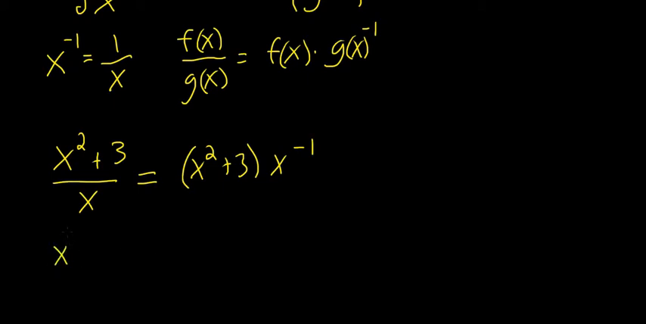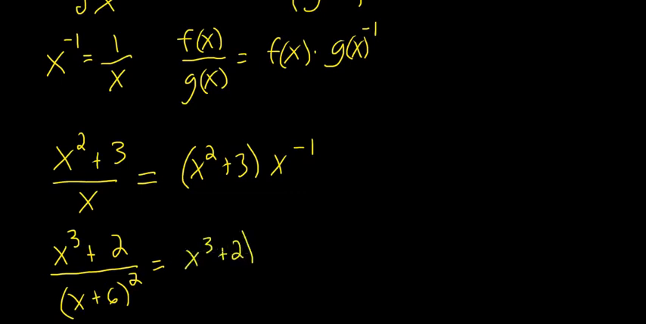Another example, this still works with more complicated problems, is let's say I have x cubed plus 2 divided by x plus 6 all squared. Once again, I can rewrite this in a way that would allow me to use the product rule by writing x cubed plus 2 times x plus 6 all to the negative 2.